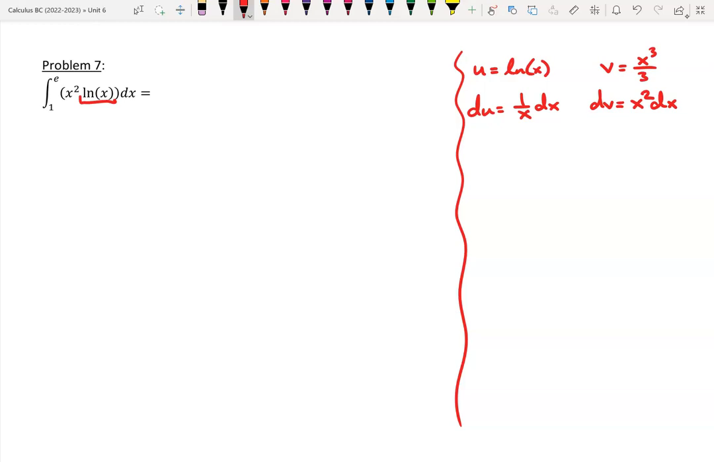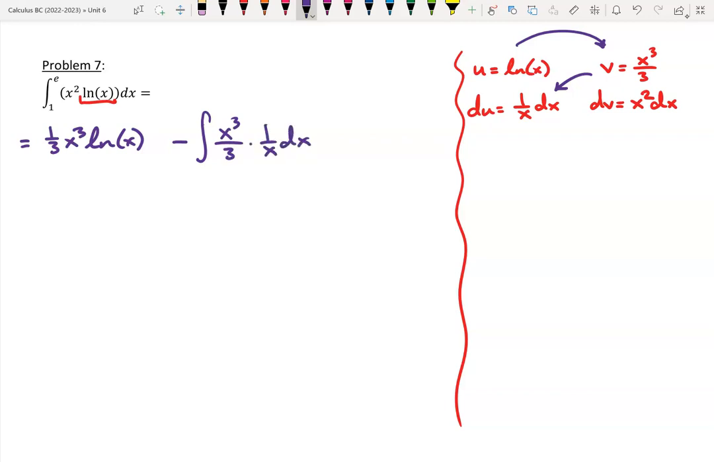All right, so let's go ahead and do our first set of stuff here. So u times v, and then v du. So that should be, let's see, 1/3 x cubed natural log of x, minus the integral of, let's see, so that should be x cubed over 3 times 1 over x dx.